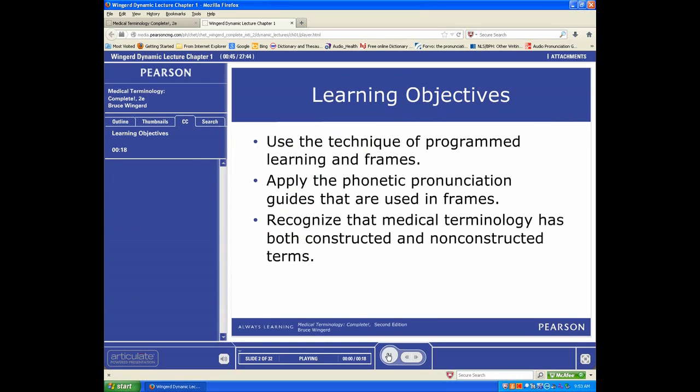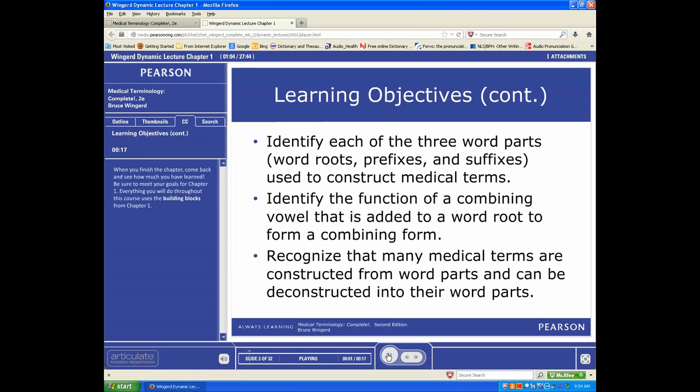You will see learning objectives like these at the start of each chapter. These are your learning goals for the chapter. There are 6 goals for this chapter. Just skim over these right now because they will not make much sense yet. When you finish the chapter, come back and see how much you have learned. Be sure to meet your goals for Chapter 1. Everything you will do throughout this course uses the building blocks from Chapter 1.